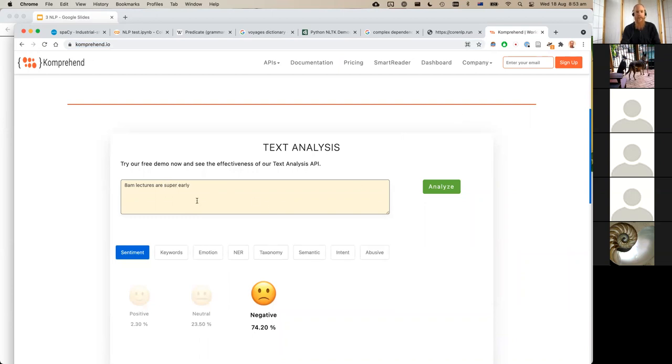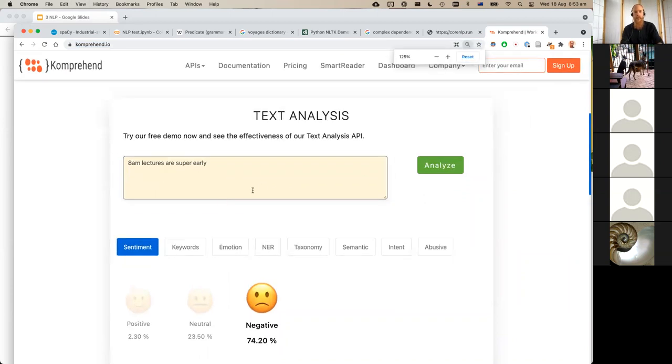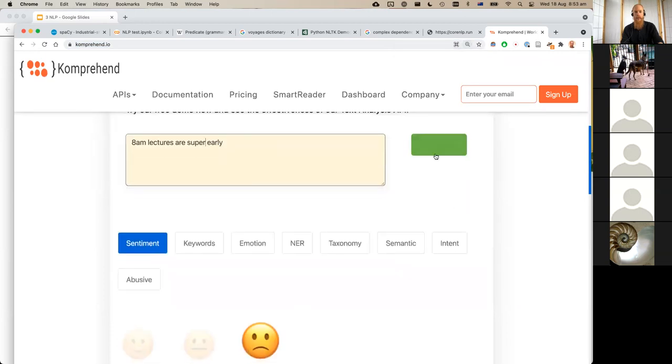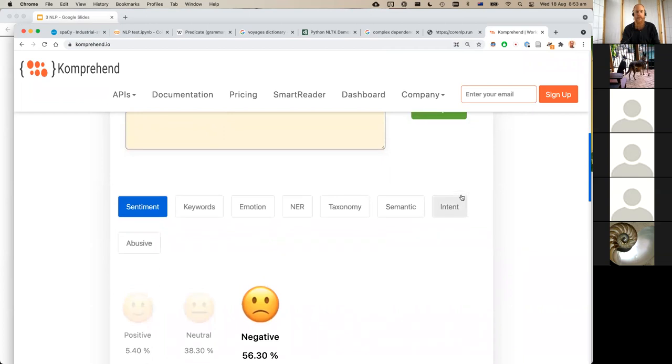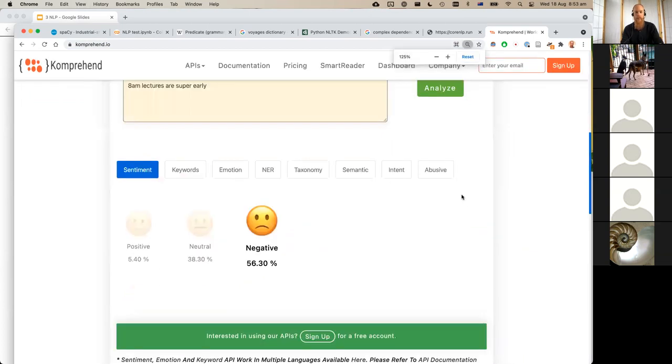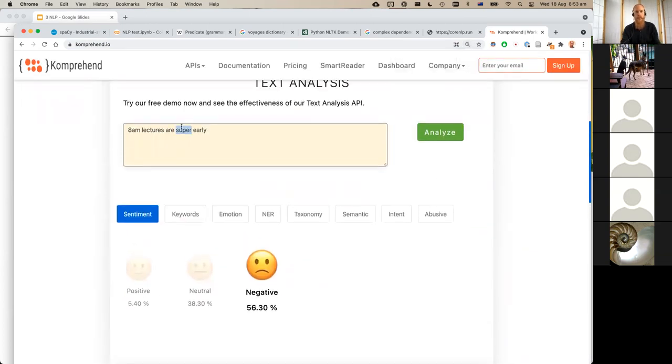Be interesting to try changing that to "8 a.m. lectures is super early." Let's analyze that, see what it thinks. Still rates that as negative, but it's because of this word super. I think it's interpreted super as being a positive, and so the general phrase "8 a.m. lectures are early" is likely to be, let's see what the score of that is.